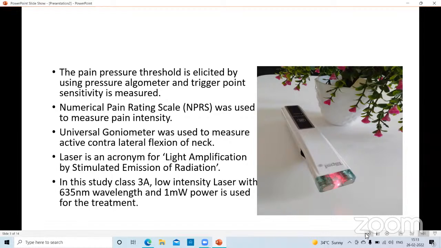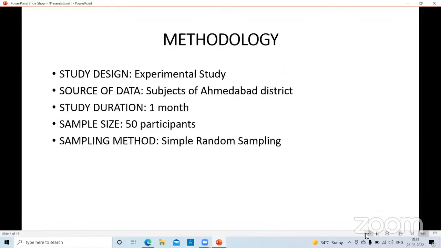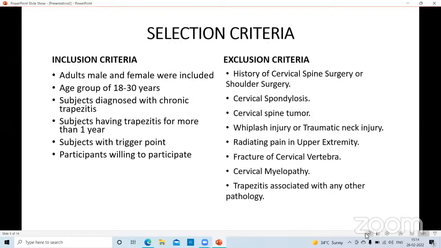The laser is an acronym for light amplification by stimulated emission of radiation. In this study, a class 3A low intensity laser with 635 nanometer wavelength and 1 milliwatt power is used for the treatment. Methodology: study design is experimental study, source of data, subjects of Ahmedabad district, study duration 1 month, sample size 50 participants, and sampling method is simple random sampling.